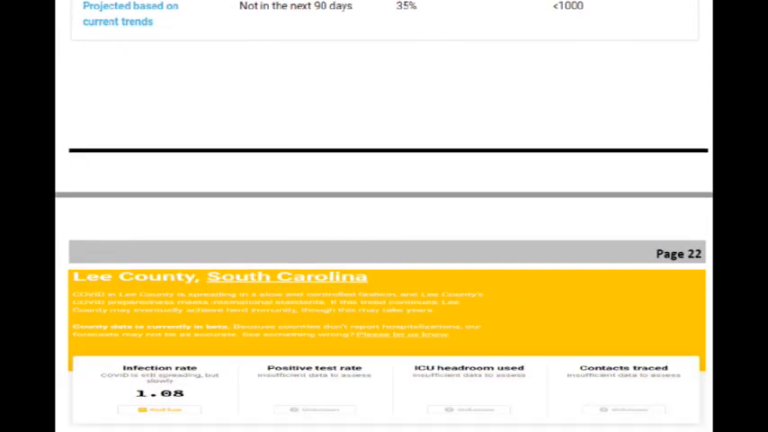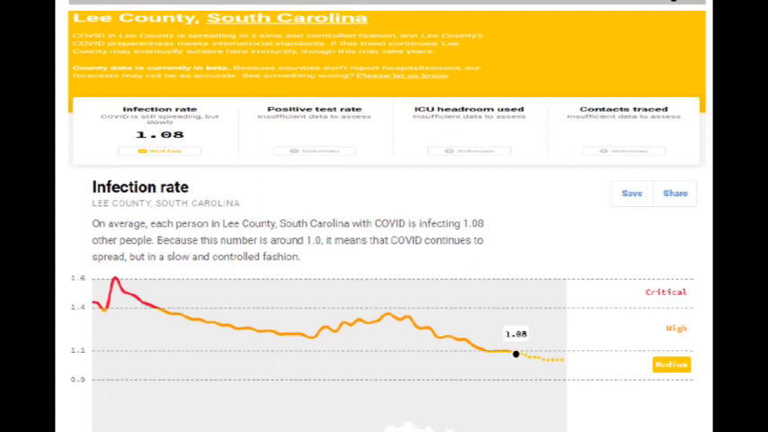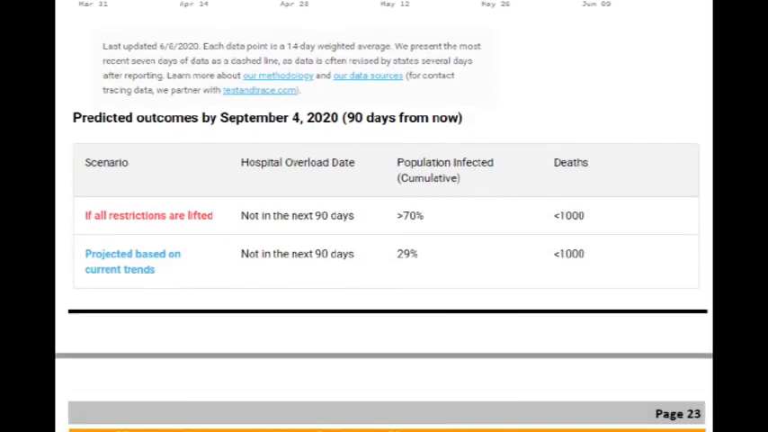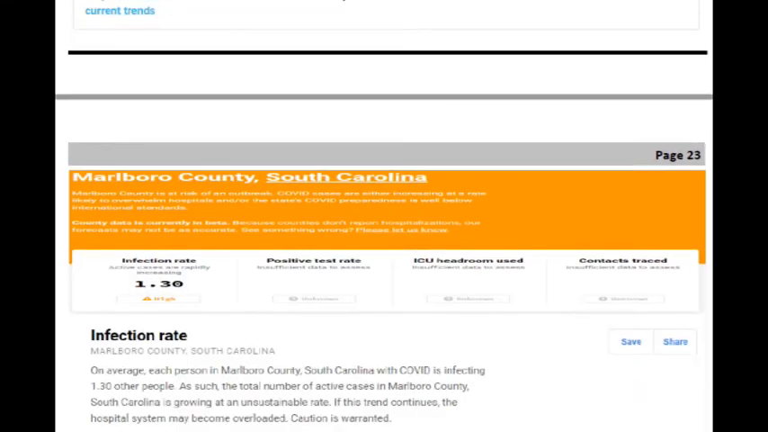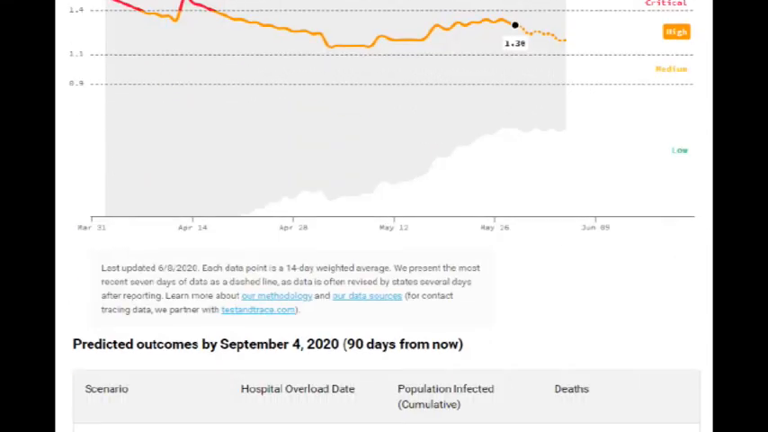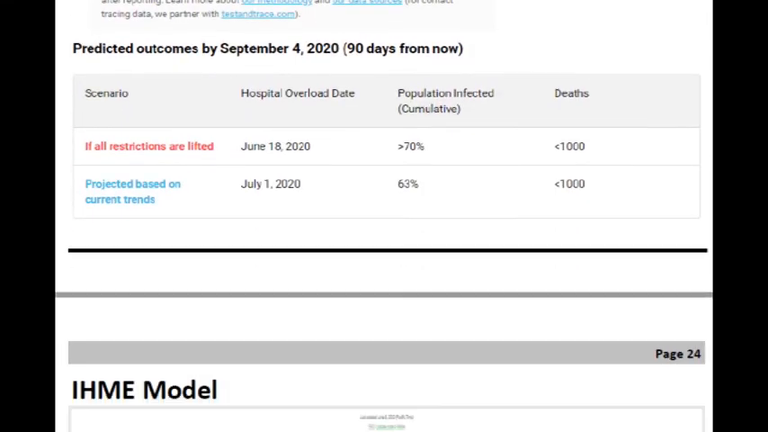In Lee County, the infection rate is 1.08, and the model projects that 29% of Lee County residents will be or will have been infected by September 4th. Finally, in Marlboro County, the infection rate is 1.3, and the model shows that based on current trends, 63% of Marlboro County residents will be or will have been infected by September 4th.